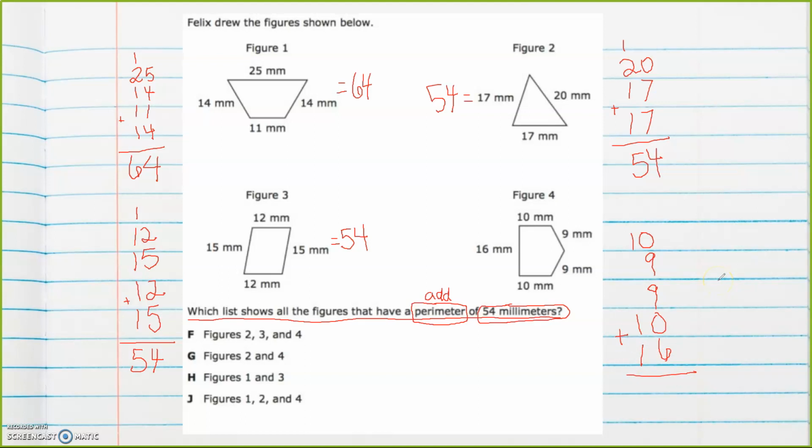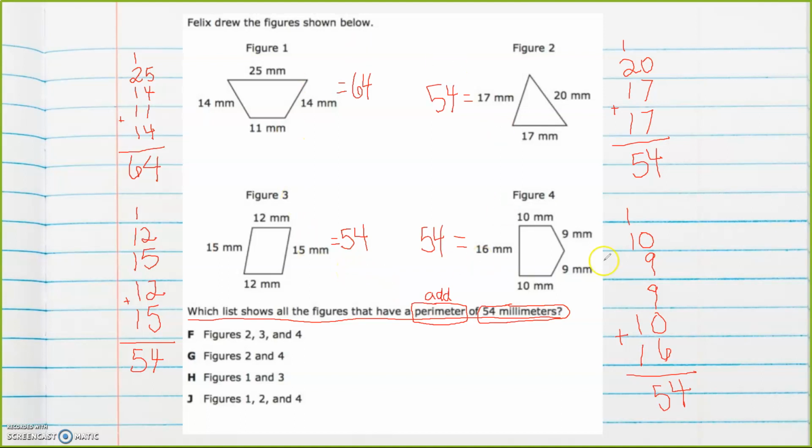Remember to pause the video here if you need time to write those numbers down. 9 plus 9 is 18. Plus 6 more is 14. Put my 4, carry my 1. 1, 2, 3, 4. So figure 4 equals 54.